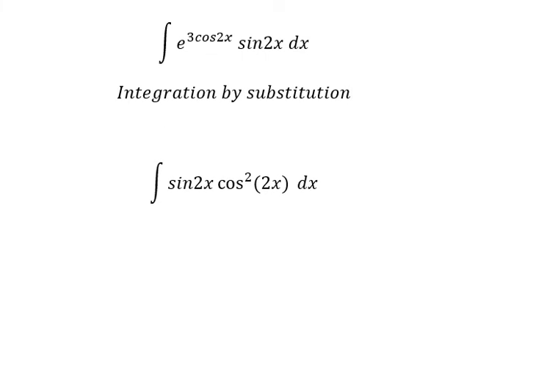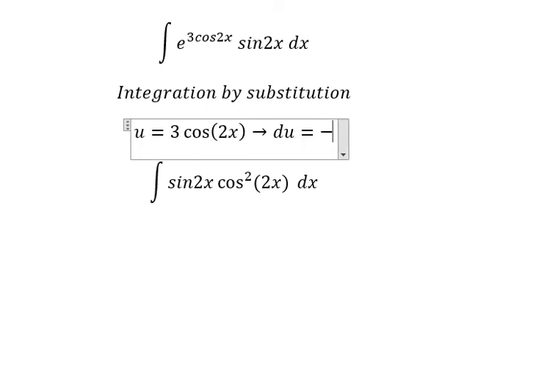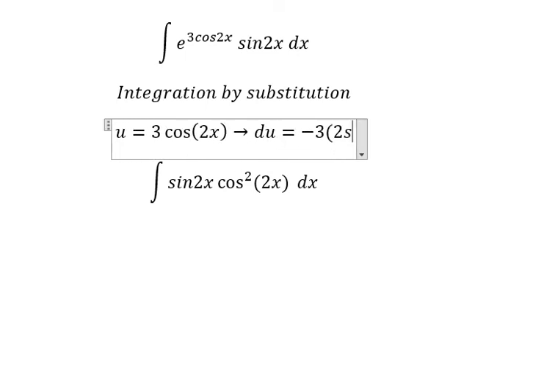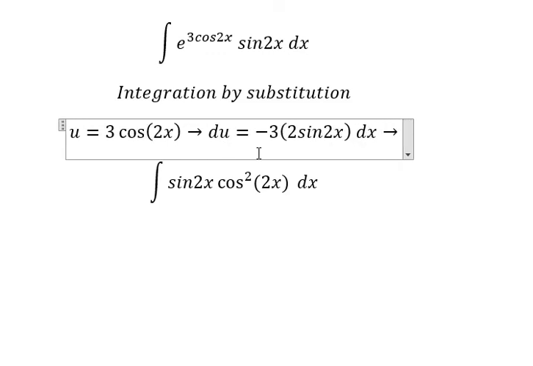So I will put u equal to 3 cosine 2x. Next, we need to do first the derivative for both sides, and you got du equals negative 3 times 2 sine 2x dx. Because we don't have negative 6 with negative 3 and 2, so we need to divide both sides by negative 6.